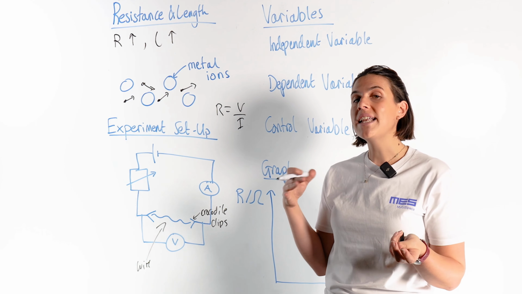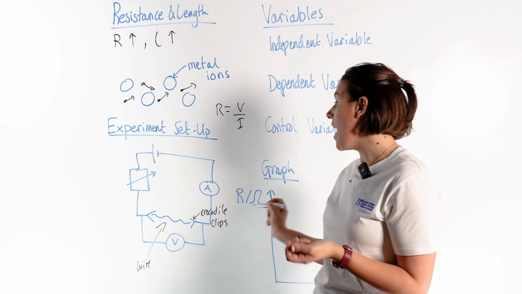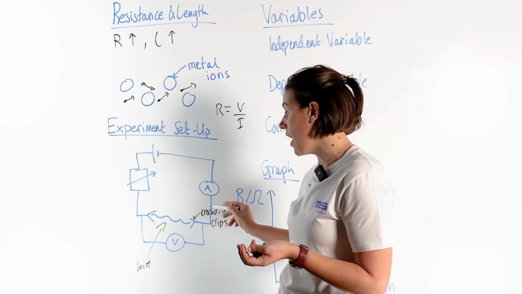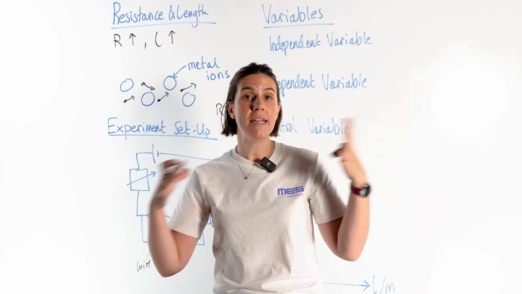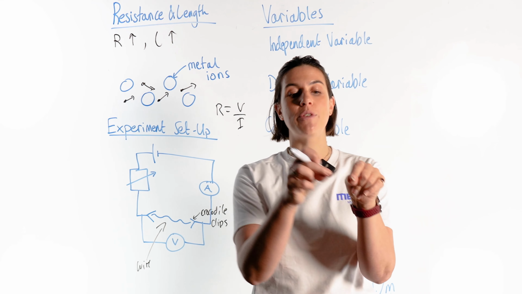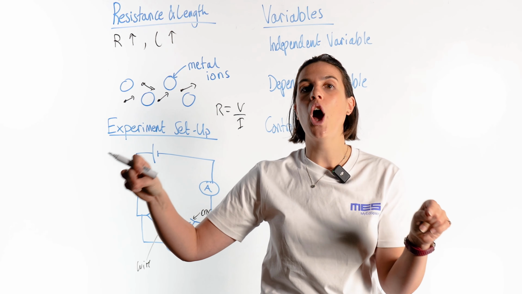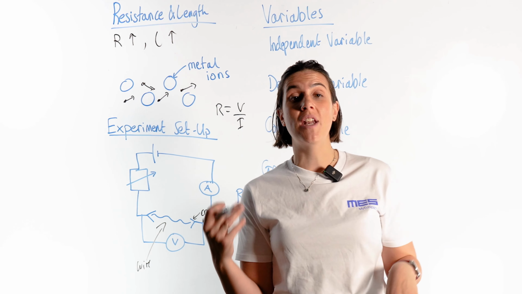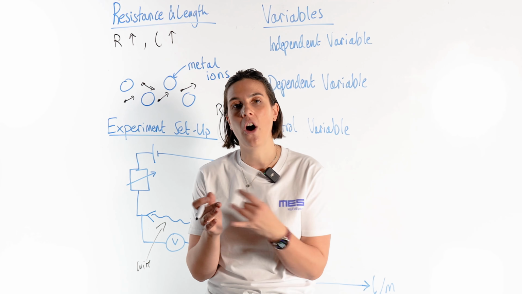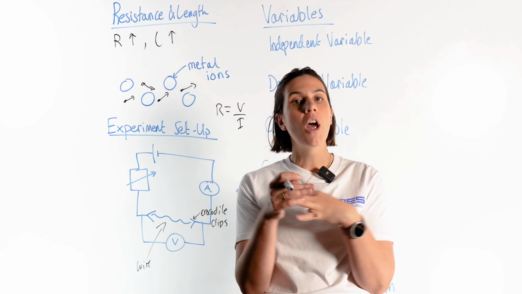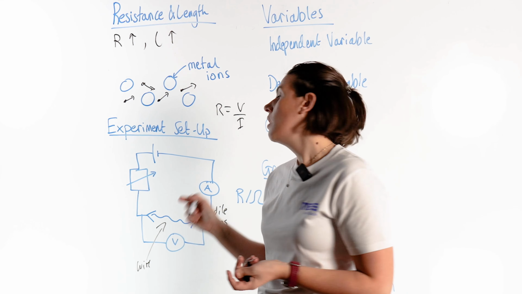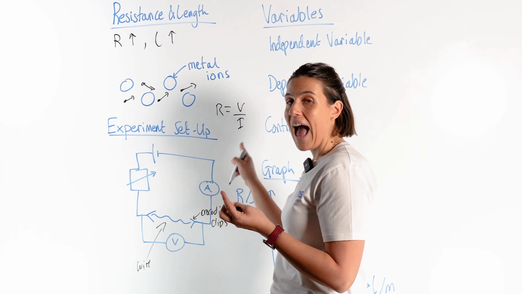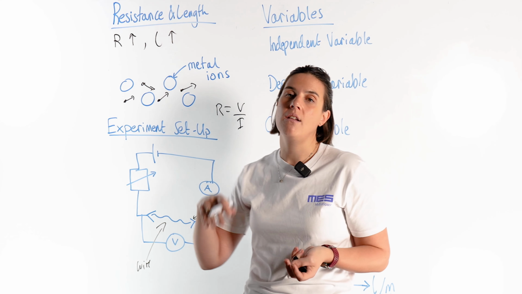Then, what I need to be able to do is vary the length of this wire. So what we normally do is we grab a meter stick, we clamp the wire to the meter stick, and we just move the crocodile clips up. Every time you move the crocodile clip, you're going to want to make sure you go up in an even step, so I go up in 5 centimetres or 10 centimetres. You're going to measure the potential difference and the current in the circuit.